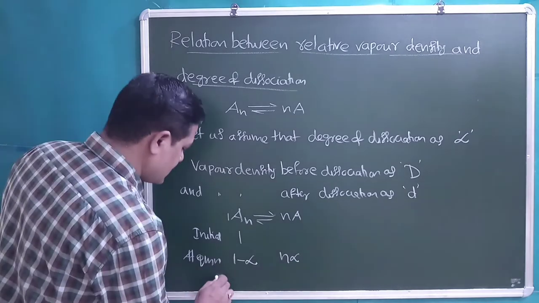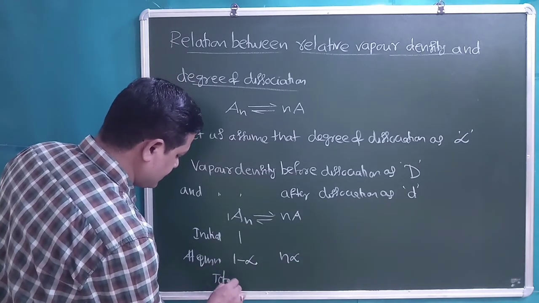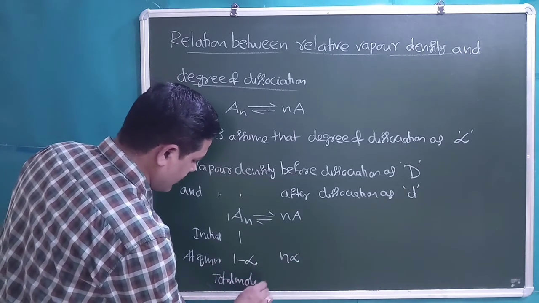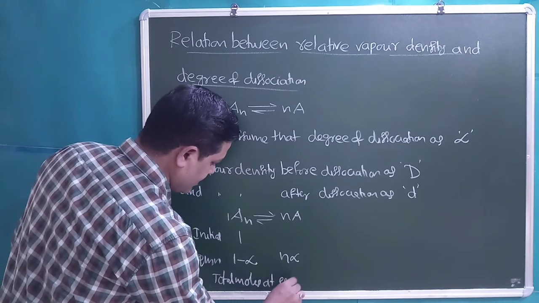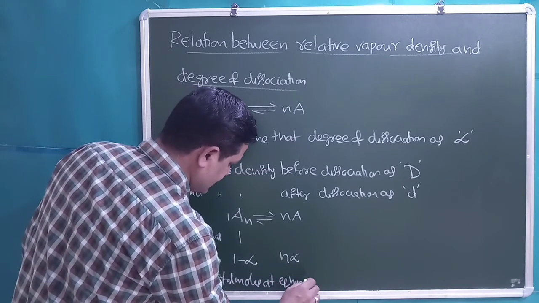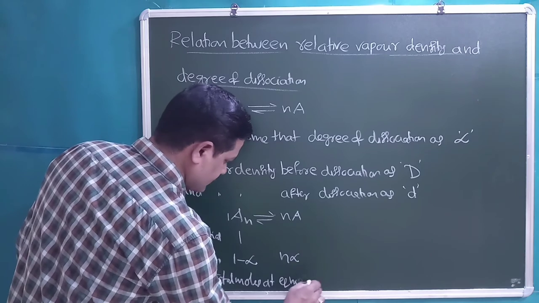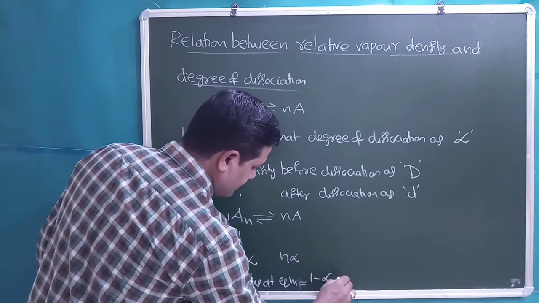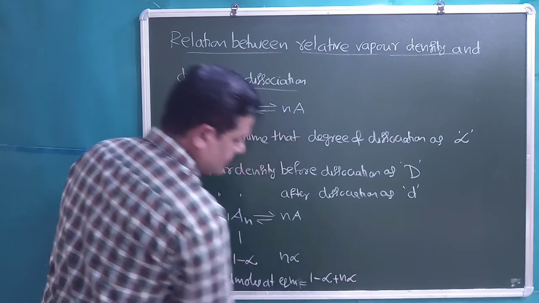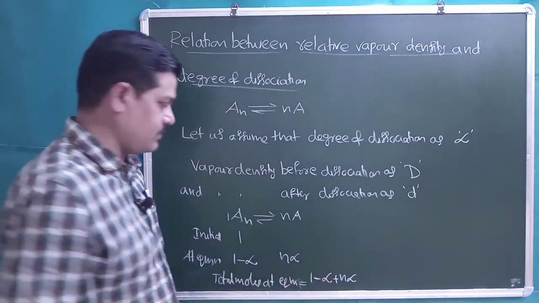Then what is the total moles at equilibrium? Total moles at equilibrium is 1 minus alpha plus n alpha.